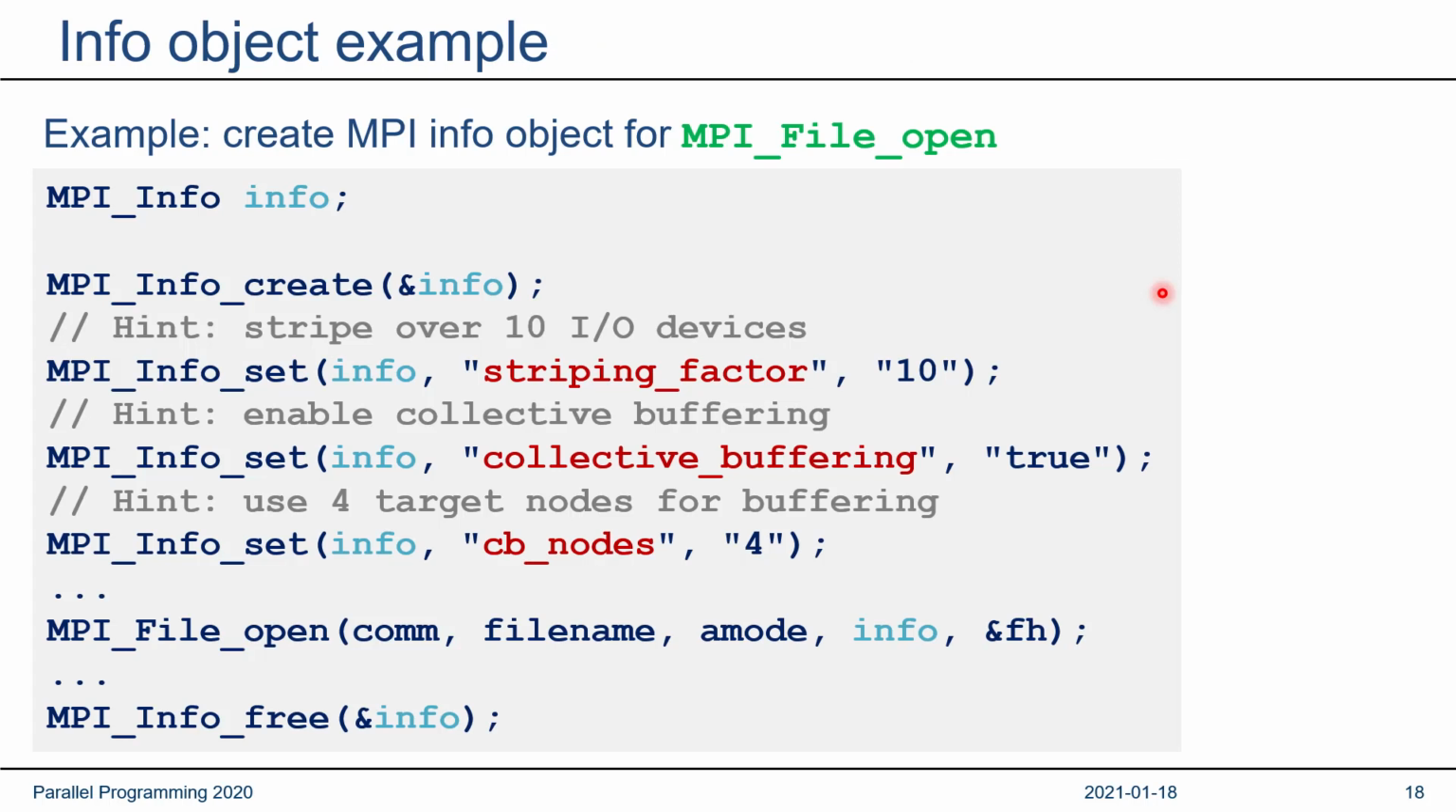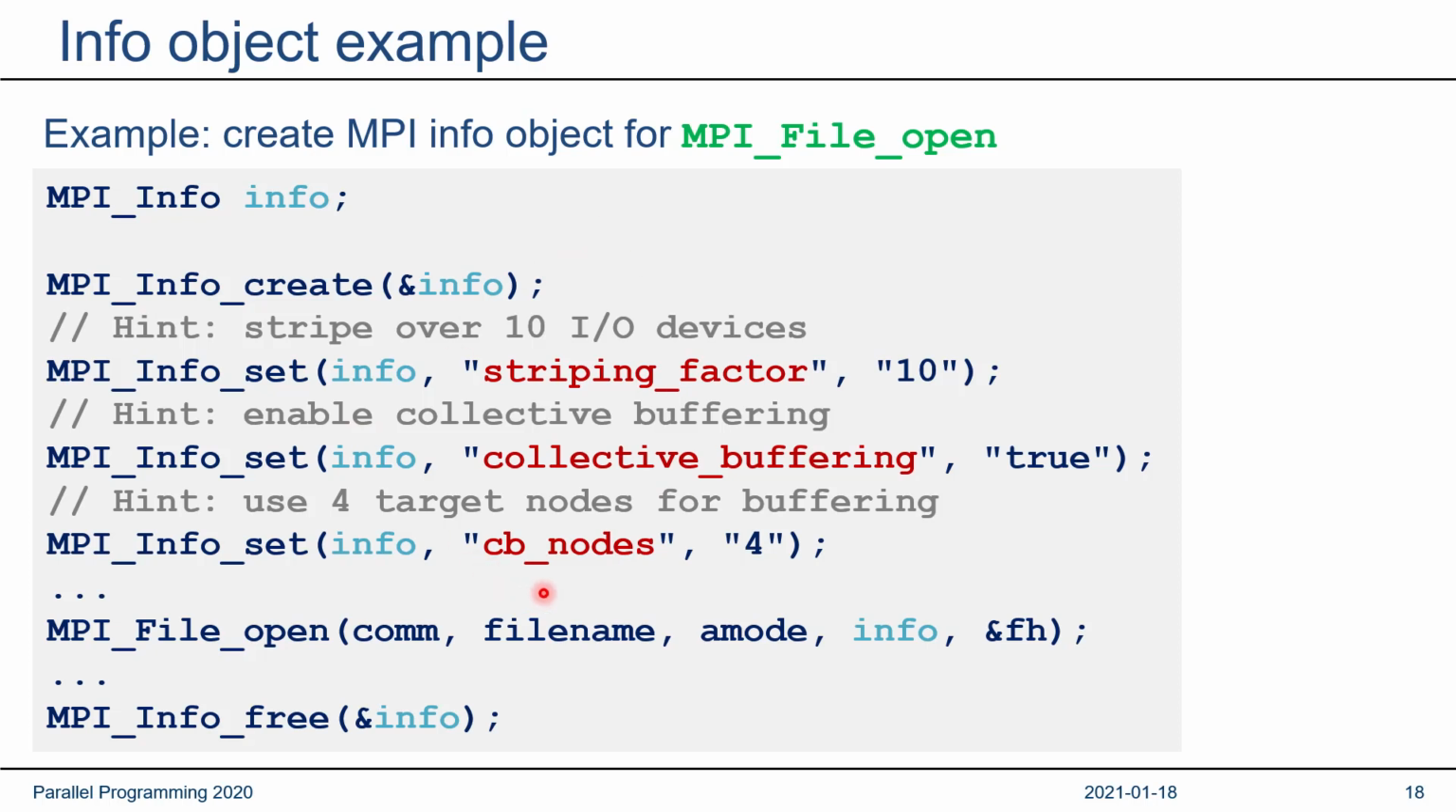So here's an example of how creating and using an info object may look. We're instantiating the object here and initializing it with MPI info create. Then we want to specify that striping should be done over 10 I/O devices, so I'm setting the striping factor key to the value 10 in the info object. I want to enable collective buffering with 4 nodes, so collective buffering is set to true and CB nodes is set to 4. So this is how we set up the info object.